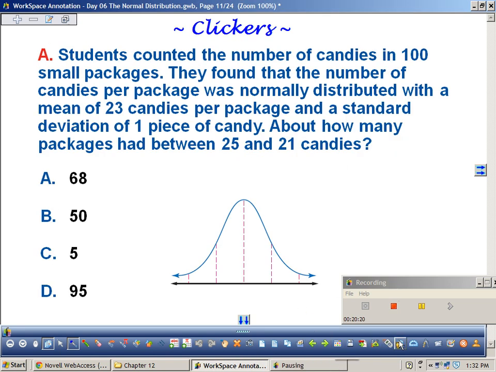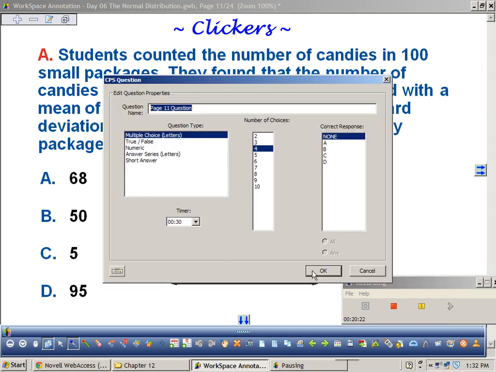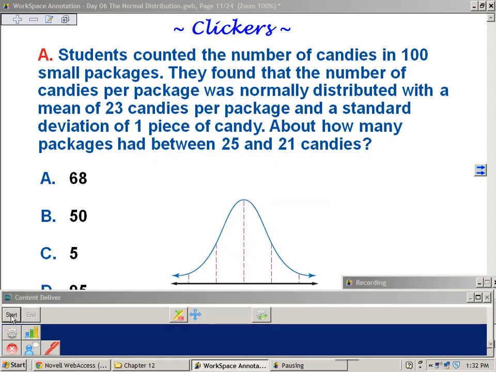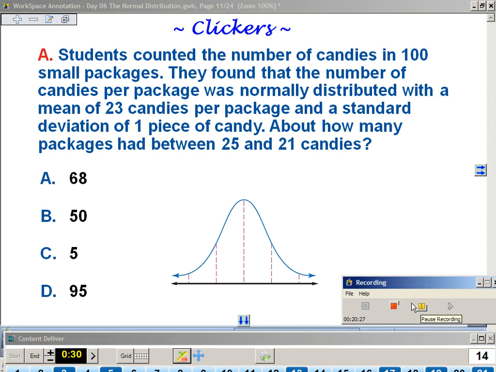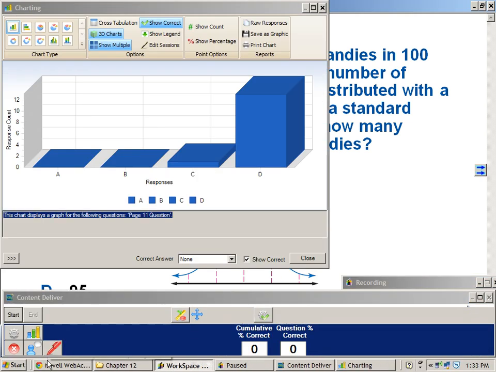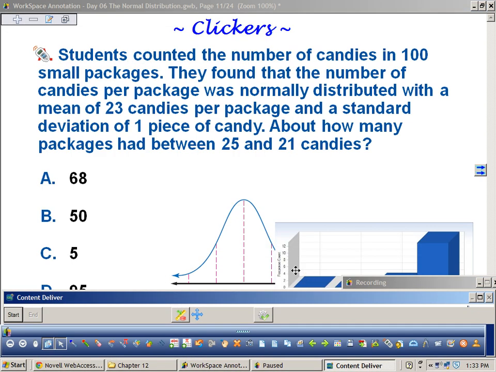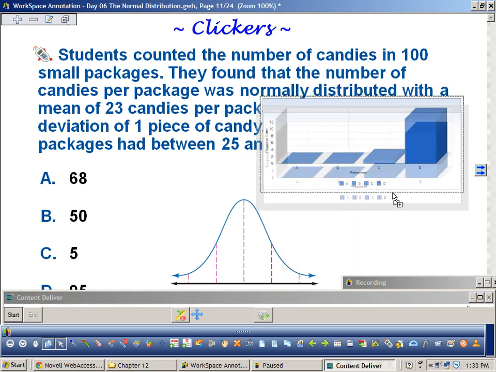Okay. Why don't you guys put this one in your clicker? Let's see how you guys did. Look.